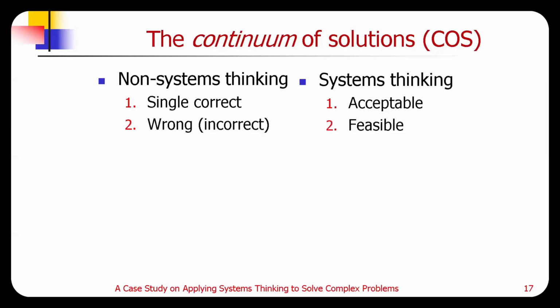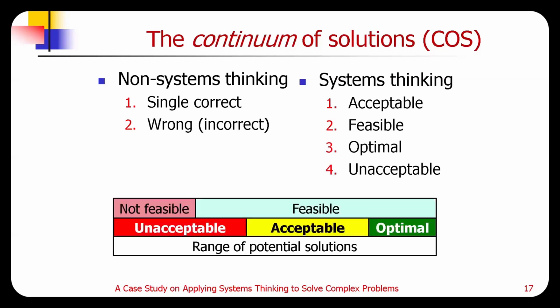There are acceptable solutions, feasible solutions, optimal solutions, and unacceptable solutions. And they show up on a continuum like so, between unacceptable, acceptable, and optimal.